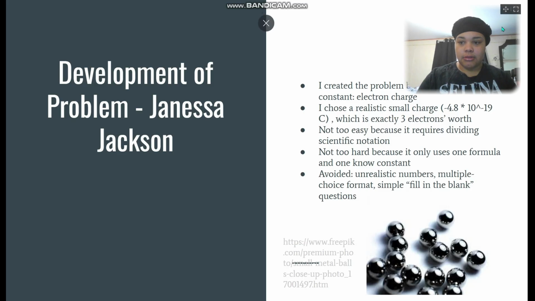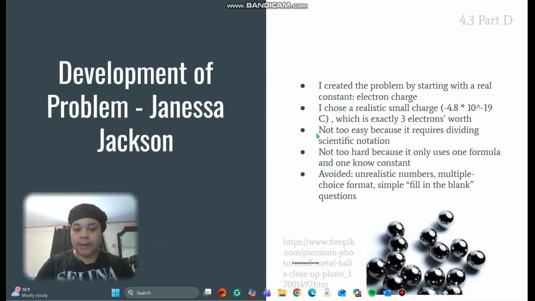Development of problem. I developed my problem by starting with a real physical constant, which is the charge of one electron. Then I chose a charge value for the sphere that is realistic but still requires some work with scientific notation. It's not too easy because you have to divide powers of 10, but it's not too hard because it only uses one formula. I also avoided using any standard textbook numbers to make sure it stayed original. Here's my picture at the bottom of my citing.